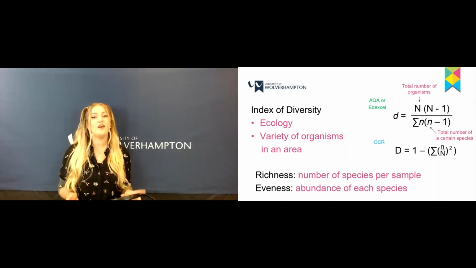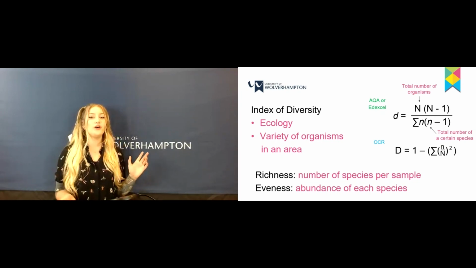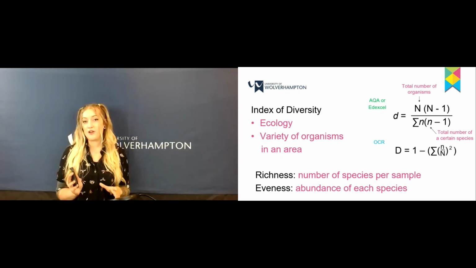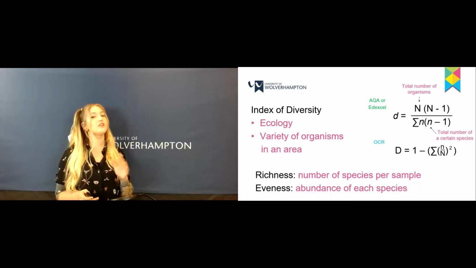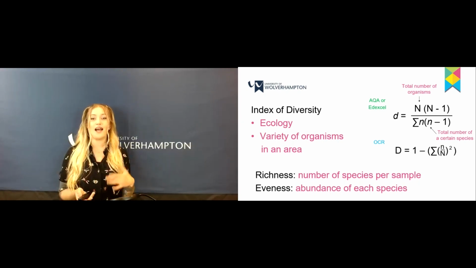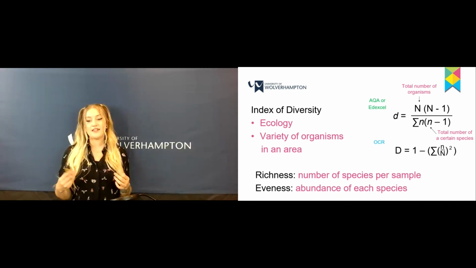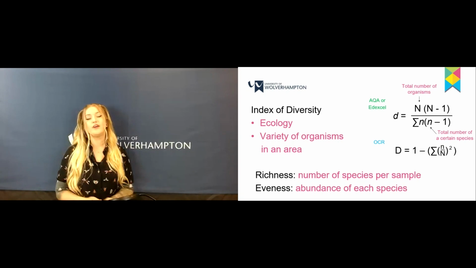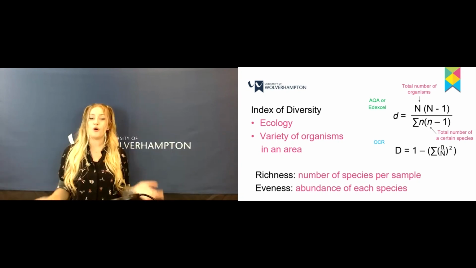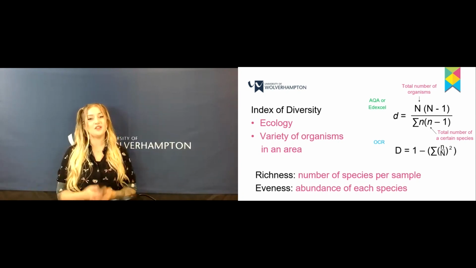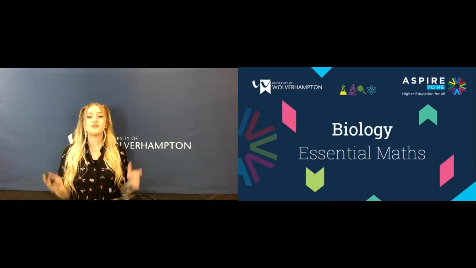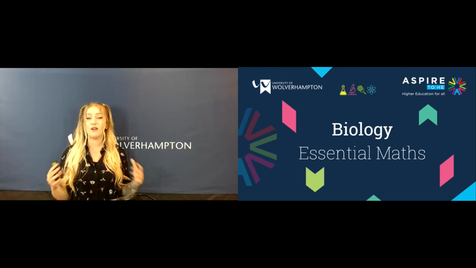There is one thing though, depending on your exam body depends on how you do this test, because they both give slightly different answers. If you are with AQA or Edexcel, you'll need a different formula to whether you're with OCR. So always check what exam body you are with and make sure you use the correct formula. So that was just a really quick example of some of the essential math skills you'll need for biology.